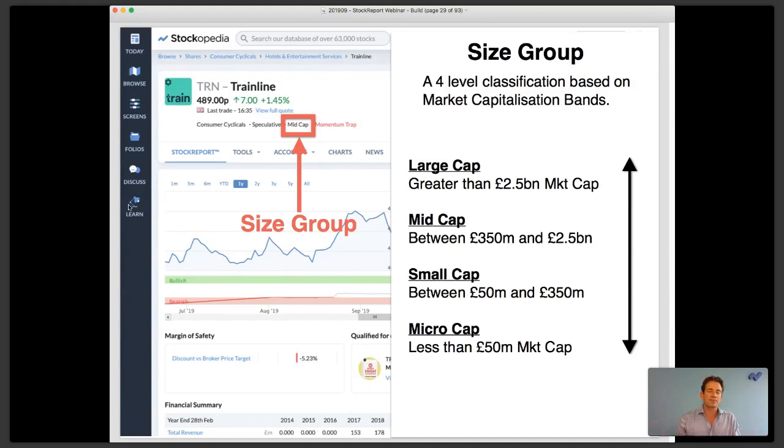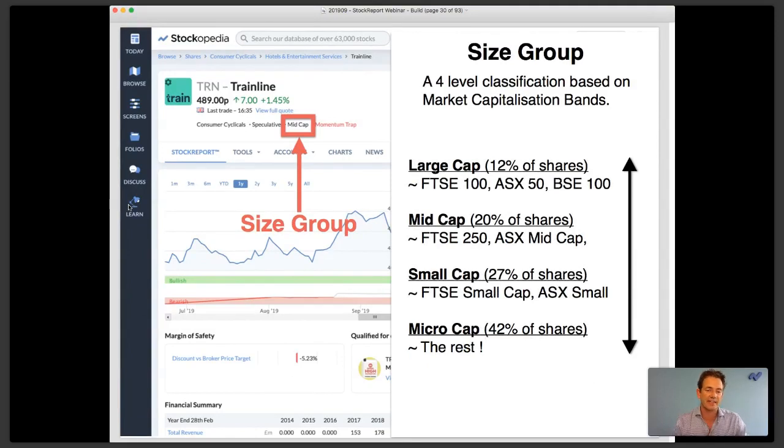Large size group, pretty straightforward. I'm not going to spend too much time on this. It's a 4-level classification: large cap, mid cap, small cap, micro cap. And we use certain hard cutoffs here, not percentage cutoffs. And you can see, basically large caps effectively map quite closely to things like the FTSE 100, the ASX 50 in Australia, BSE 100, India, and the mid cap actually maps pretty well to mid cap indices too. So it's quite a good rule of thumb. We've done it like that.